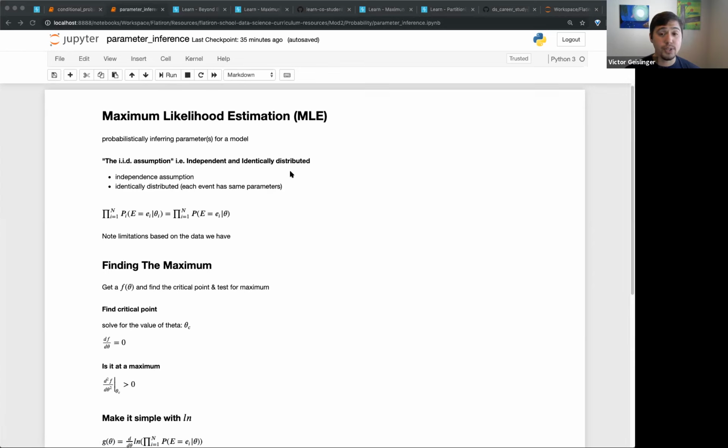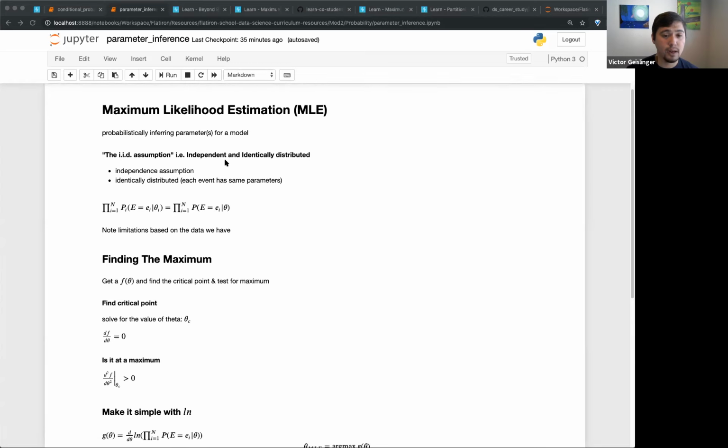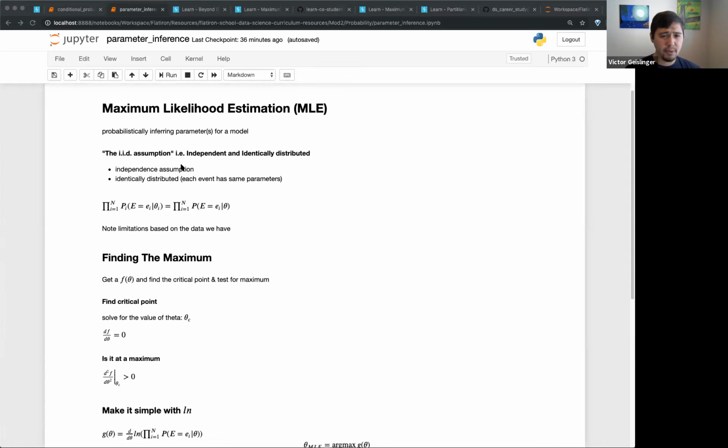We'll use this in our machine learning models when we're doing more predictive learning. We'll use maximum likelihood estimation to see basically what events are likely to happen. There are a couple of assumptions that we put in here. The curriculum notes that it's sometimes called the IID assumption, which basically means independent and identically distributed. We'll talk about what those mean in a second.